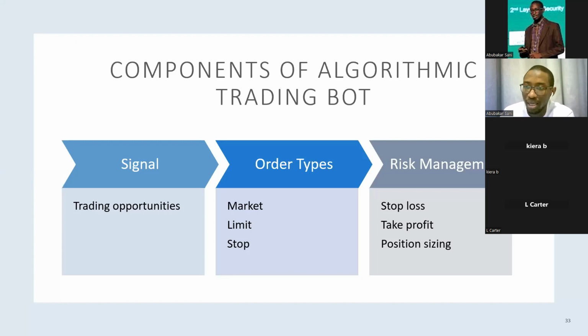So when building any algorithmic robot, there are three things involved. We have what we call the signal, we have the order types, and we have the risk management. The signal is what tells us there is a trading opportunity. Let us go and utilize this trading opportunity. Once you know a trading opportunity, you will want to make a decision. Are you going to buy immediately, or are you going to wait? And that's the order type.